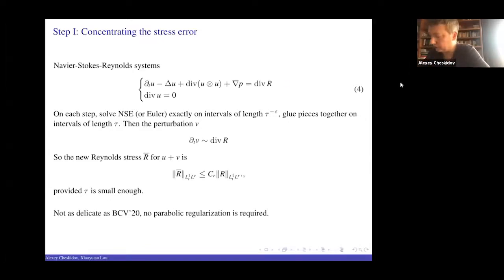So again, on each step, we consider the Navier-Stokes Reynolds system, where U satisfies Navier-Stokes with a forcing, which is the divergence of a Reynolds stress, and so the idea of convex integration is to make sure that the Reynolds stress goes to zero, for example, in L1 in space-time, as we add new perturbations to the solution. And I have to mention here that the construction works not only for Navier-Stokes, it works for the Euler equation as well. So on the first step, we take Navier-Stokes or even Euler and just solve it exactly on small intervals.